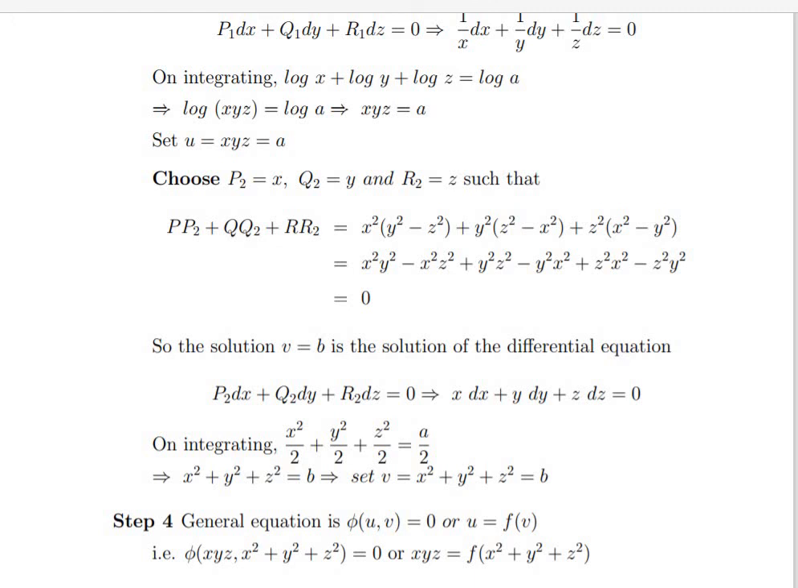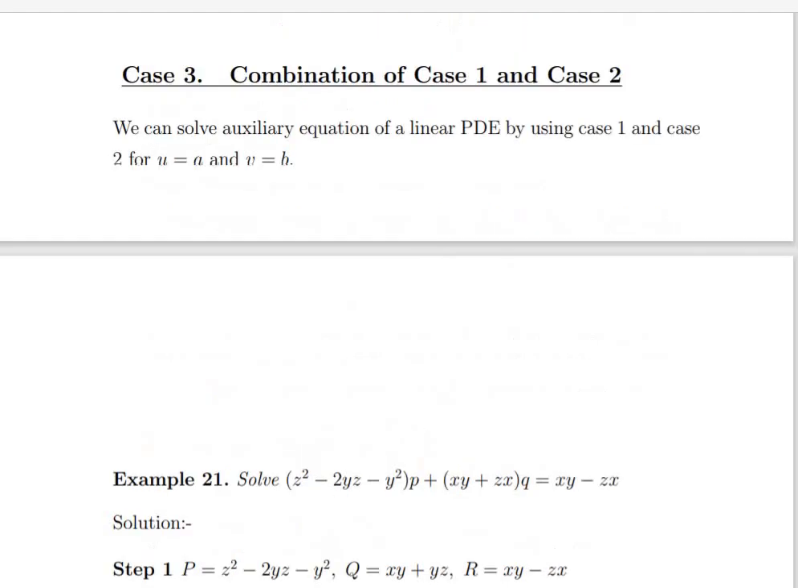So the general solution will become phi of uv equal to 0 or u equal to f of v. That is phi of x, y, z comma x square plus y square plus z square equal to 0, or xyz equal to f of x square plus y square plus z square. Now moving to the third case, where we have to solve the problems using the two cases, say by the method of grouping as well as by the method of Lagrange's multipliers.